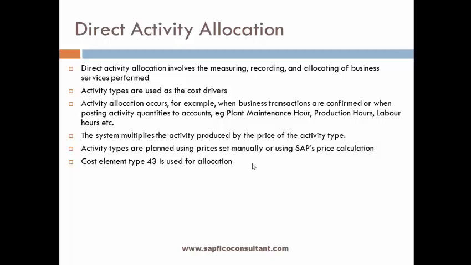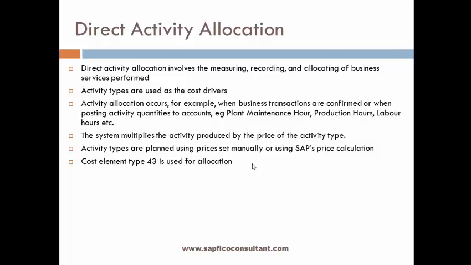We understand, let us see the direct activity allocation. Direct activity allocation involves the measuring, recording and allocating of business services performed. Activity types are used as cost drivers. So when does activity allocation occur? It is basically when business transactions are confirmed or when posting activity quantities to accounts. Examples are plant maintenance hours, production hours, labor hours.